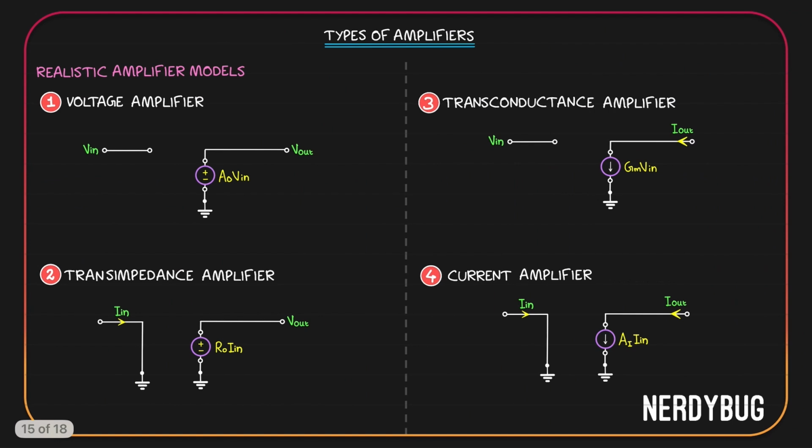Let us now make realistic models of all these four amplifiers. And by that I mean their input sides won't be ideal voltage or current sensors, and their output sides won't be ideal voltage or current sources. And by that I mean their input and output impedances will not be zero or infinite as required. Let us start with a voltage amplifier.